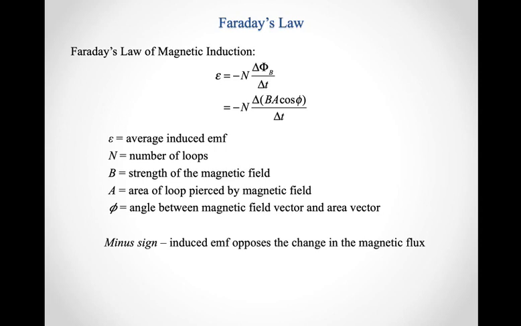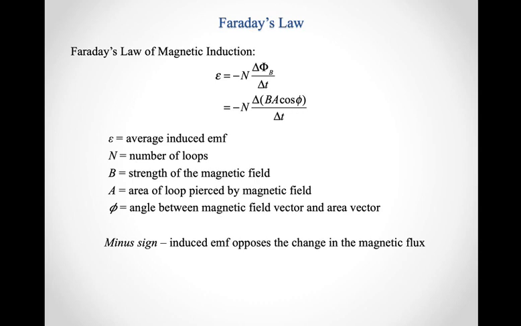Now, of course, there's that minus sign. What that minus sign is trying to tell us is that the induced EMF is going to oppose the change to the magnetic flux. So fundamentally, whatever the initial magnetic flux is through your loop, that's the value nature would like for it to stay at. So if you increase the magnetic flux, let's say, then you're going to induce an EMF that is going to oppose that increased flux value.